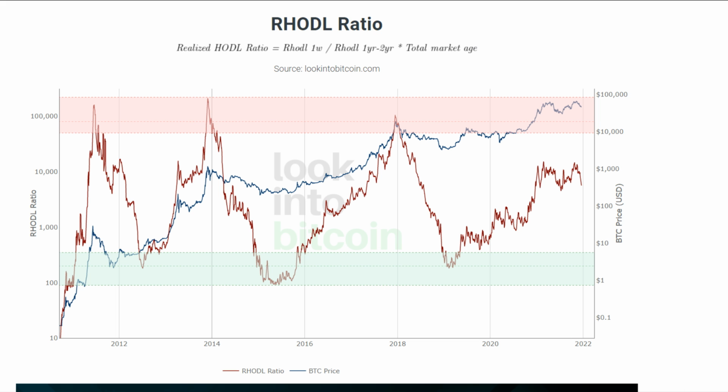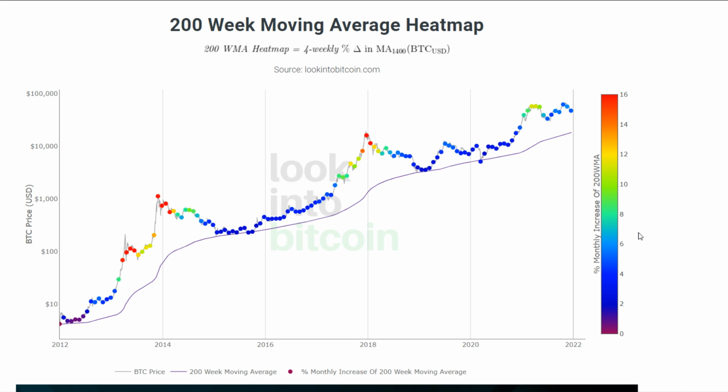Now jumping into some other important Bitcoin charts. I've hidden my face cam so you can see the scale on this side of the screen. But anyway, this chart just here shows the Bitcoin price action and the 200-week moving average. And then these colored dots that are overlaid on top of the Bitcoin price occur once a month, and they basically show the monthly increase in the 200-week simple moving average.